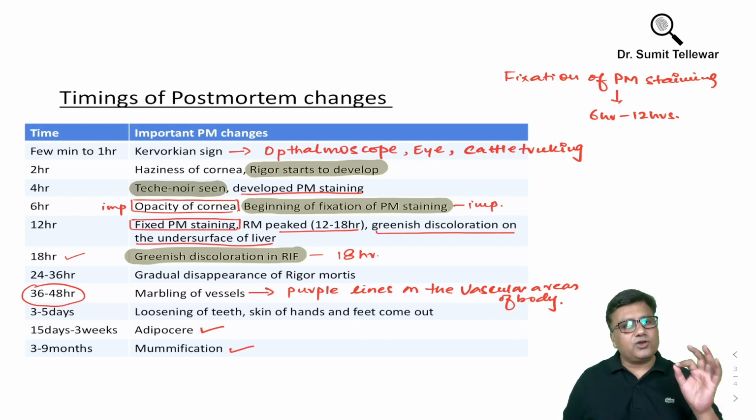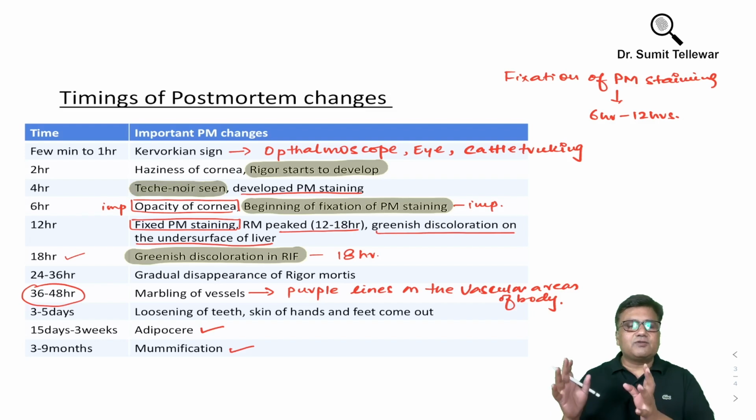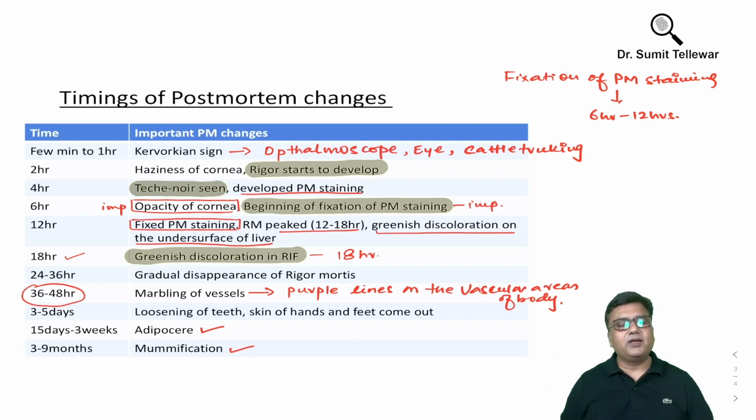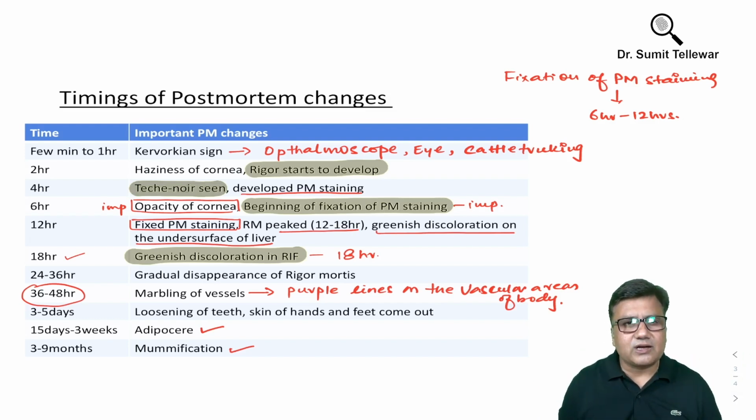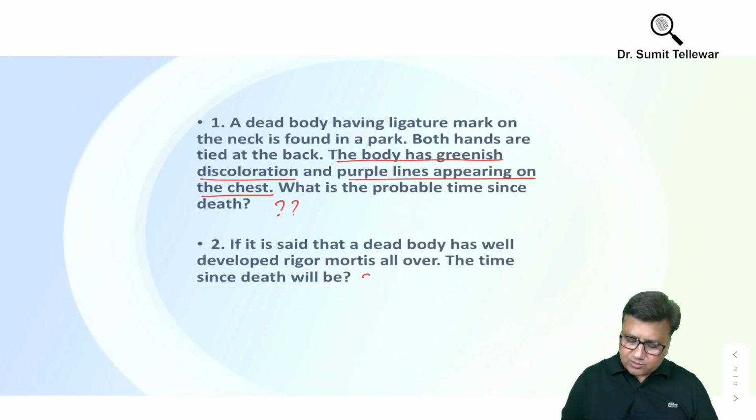सो हमारे लिए जो इम्पोर्टेंट चेंजेस हैं मेजरली जो एग्जाम में पूछे जाते हैं वो कौन से हैं? 2 hours, 4 hours, 6 hours, 12 hours, 18 hours, 24 hours, 36 hours to 48 hours, मार्बलिंग का टाइम पीरियड, एंड एडिपोसियर एंड मम्मिफिकेशन. राइट। सो आज हमने इनका टाइमिंग्स देखा है इस क्रिस्प से वीडियो में। आगे आने वाले वीडियो में मे बी विल सी सम मोर थिंग्स अराउंड पोस्टमार्टम चेंजेस.